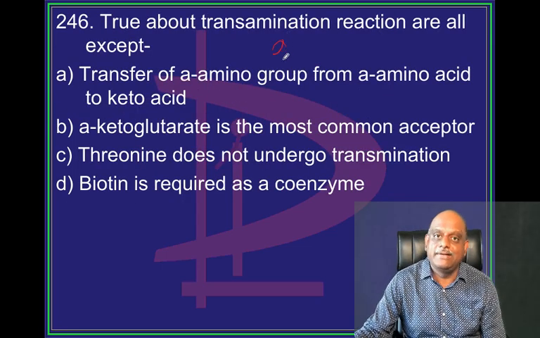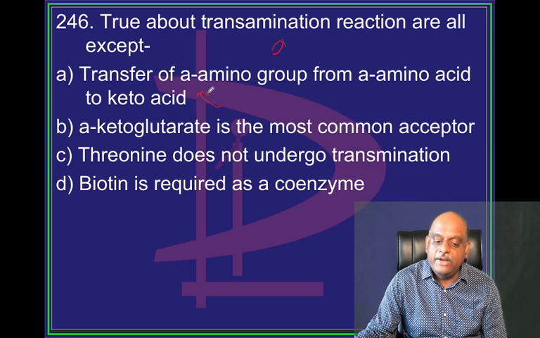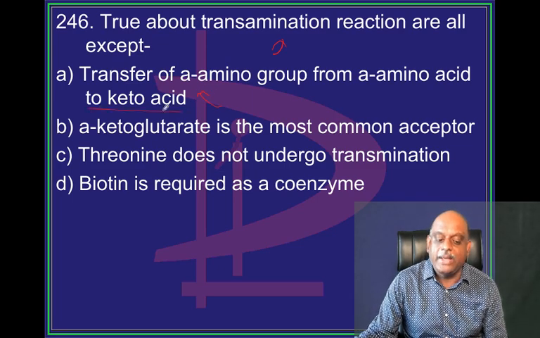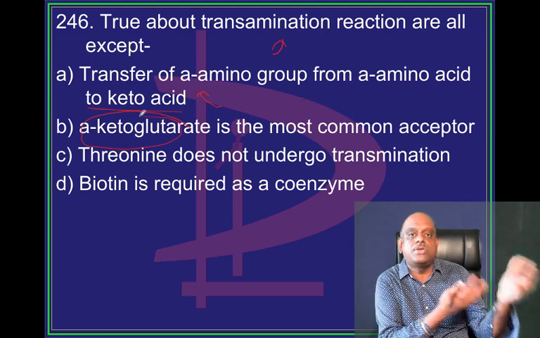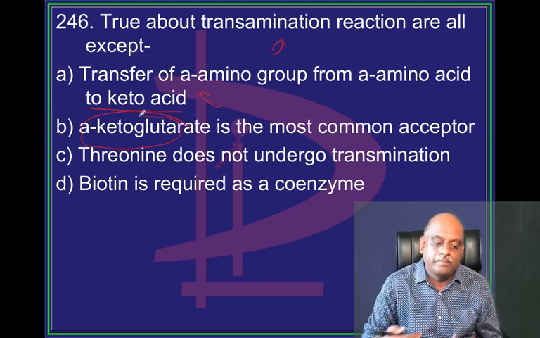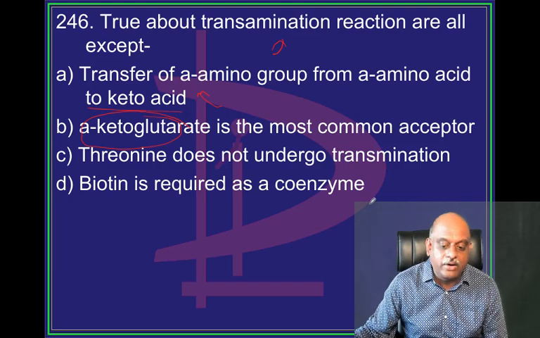Transamination reaction. There is an alpha amino group. From alpha amino acid to a keto acid, it gets transferred. Alpha ketoglutarate is the one which is most commonly receiving the amino group. Threonine does not undergo transamination.